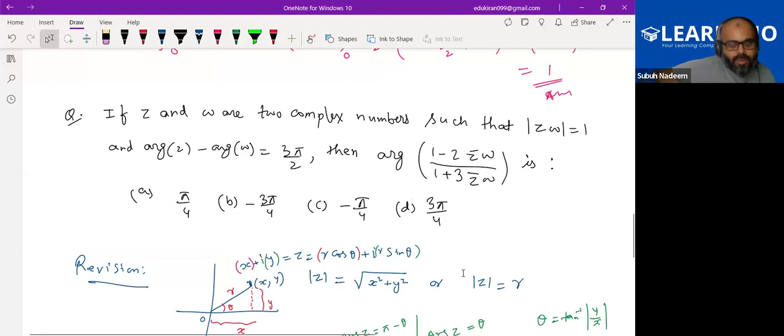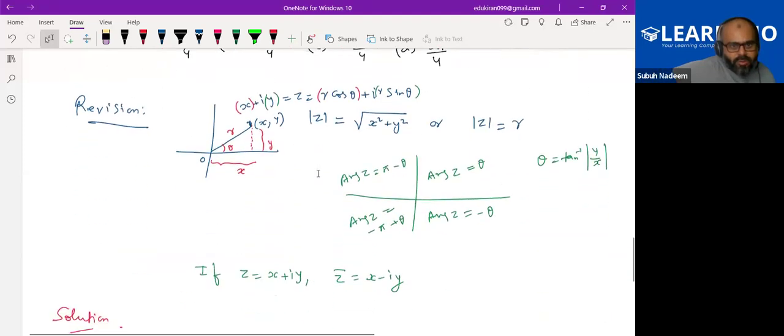If Z and omega are two complex numbers such that mod of Z omega is equal to 1, okay? And argument of Z minus argument of omega is equal to 3 pi by 2. That is also fine. Then find the argument of (1 minus 2 Z conjugate omega) by (1 plus 3 Z conjugate omega). Okay. So we can take mod Z omega is equal to 1.